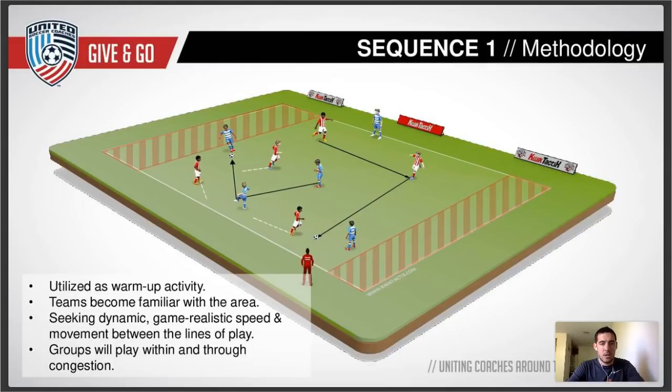So as you can see with the arrows that are already defined there, red and blue will be moving the ball in a variety of different ways with the objective of moving within and through one another around the grid. So it's very imperative that the eyes are up, that space is being found as quickly and as often as possible, and that communication's nice and clear.